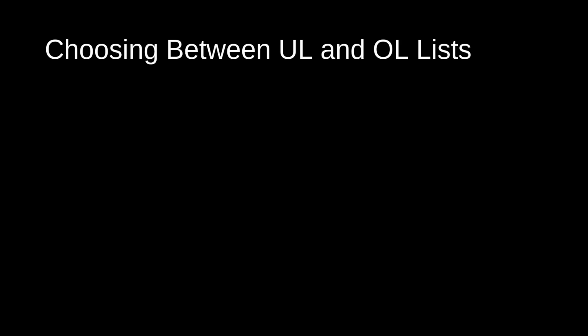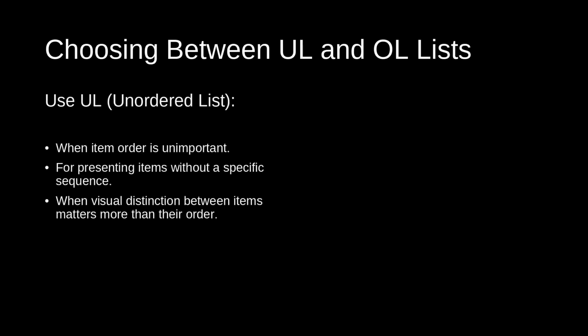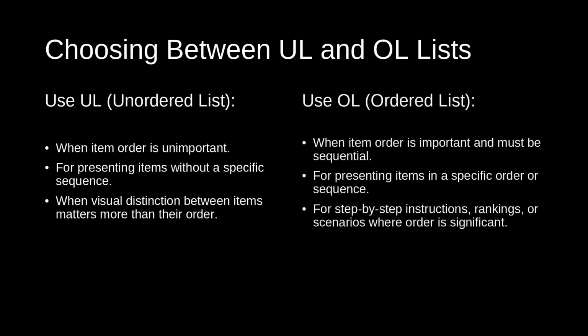Choosing unordered lists or ordered lists. Use an unordered list when the order of items is not important, when you want to present a list of items without any particular sequence, or for lists where the visual distinctions between items matter more than their order. For example, for a list of features for a product where the order in which they are presented doesn't matter, we use an unordered list. Now, an ordered list, we use it when the order of items is important and needs to be displayed sequentially.